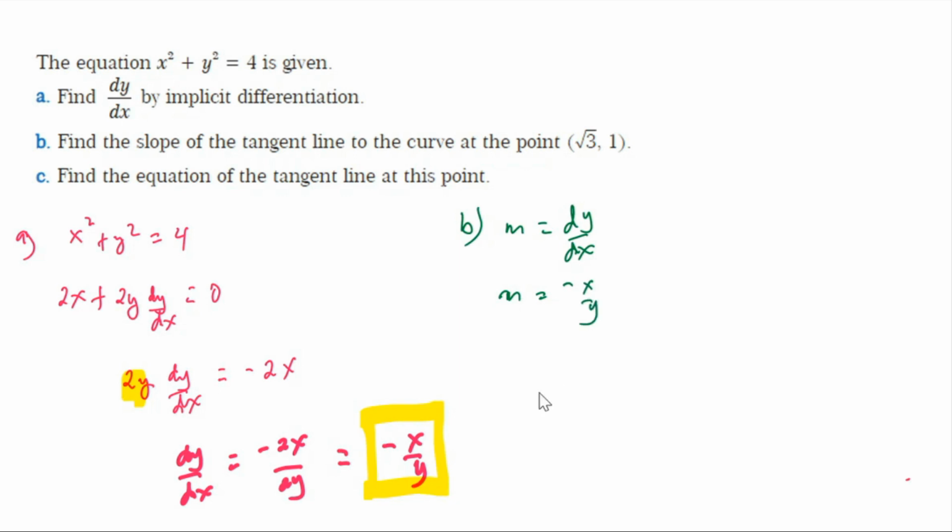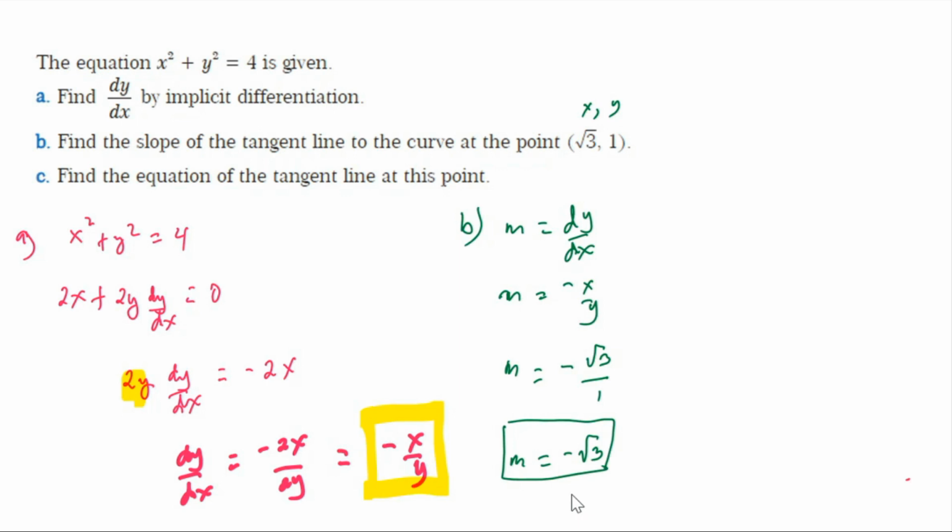Now, from the given ordered pair, the square root of 3 is the value of x, and the value of y is equal to 1. So we have the slope now equal to negative square root of 3 over 1, or simplifying that, negative square root of 3 divided by 1 is just equal to the negative square root of 3. So that is now the slope of the tangent line.